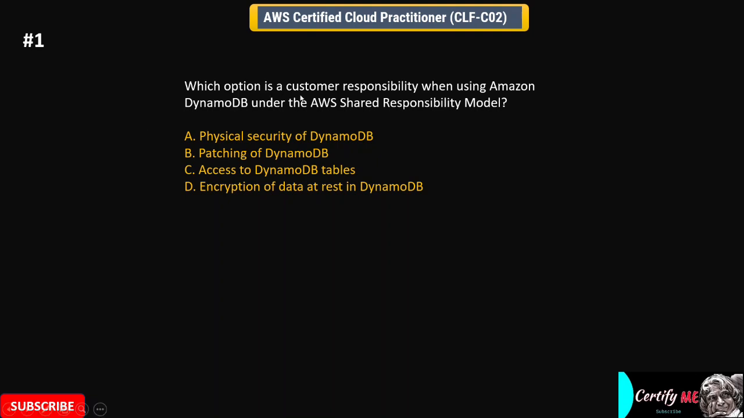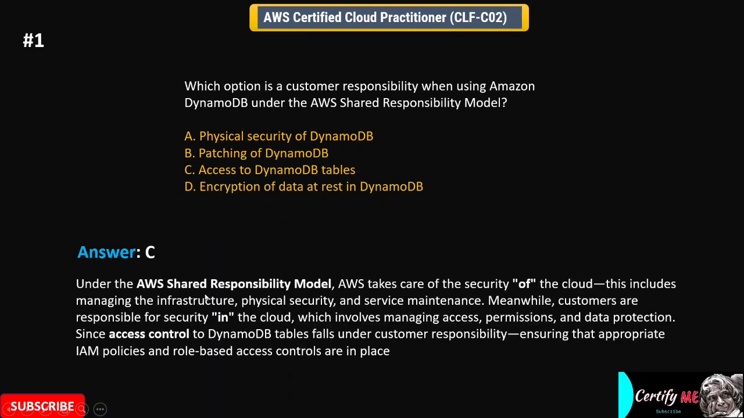Which option is a customer responsibility when using Amazon DynamoDB under the AWS shared responsibility model? Options are option A, physical security of DynamoDB. Option B, patching of DynamoDB. Option C, access to DynamoDB tables. Option D, encryption of data at rest in DynamoDB. The correct answer is option C, access to DynamoDB tables.